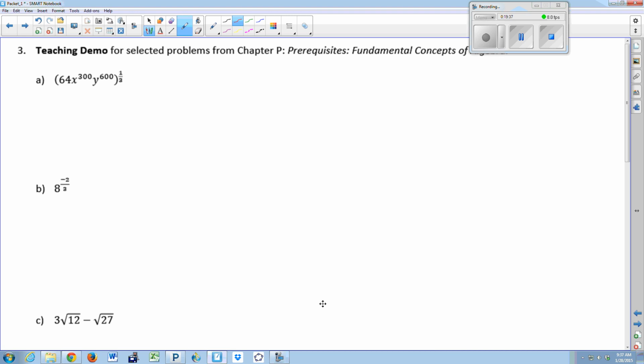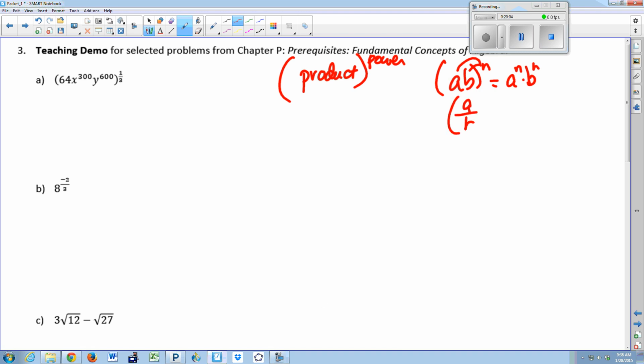So this first teaching demo, you have a product. You have to know the language. You have a product raised to a power. That would be this particular exponent property. There's a product. It means you're multiplying at least two things. You're raising it to a power. The power attaches itself to each factor. If it was division, the same is true. Exponent properties apply to multiplication and division only.